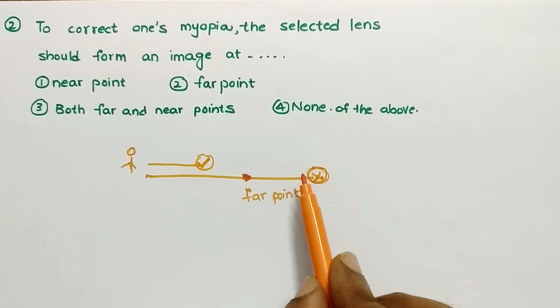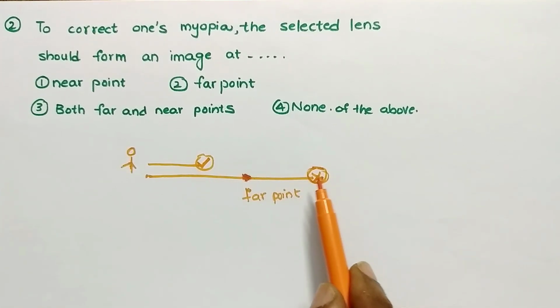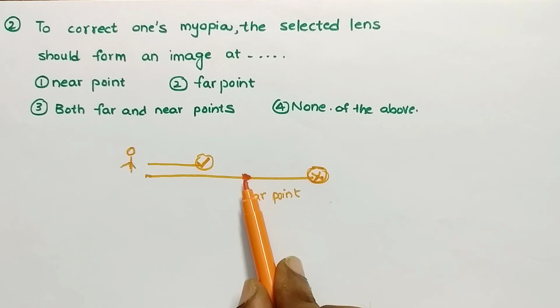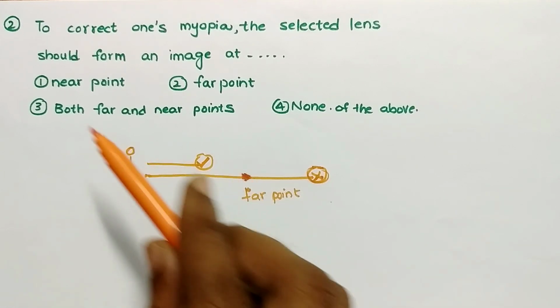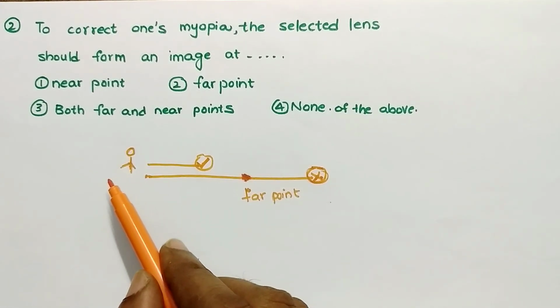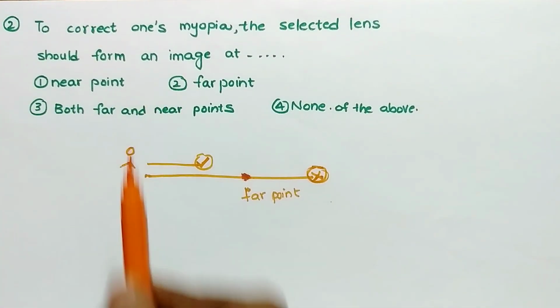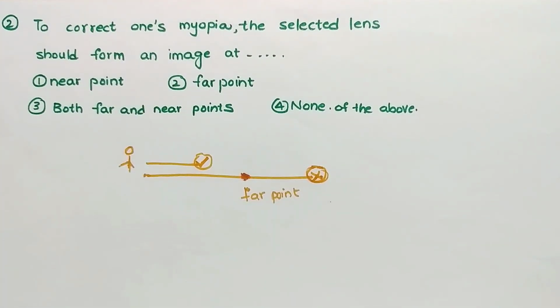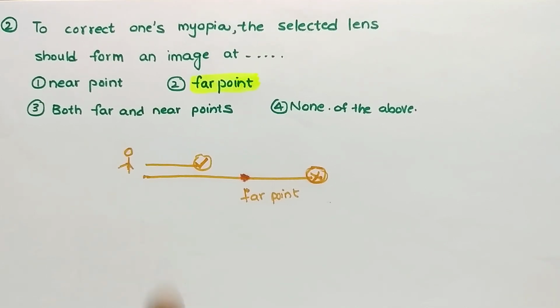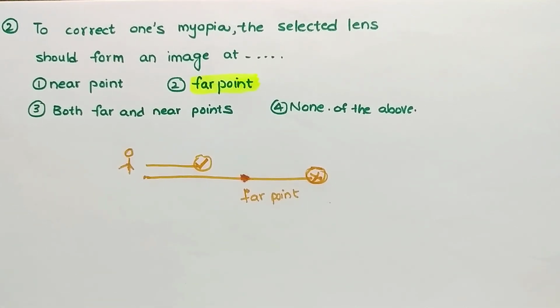So we have to correct this myopia defect by forming the image at the far point. Then he can be able to see the objects. So the answer is far point, option 2.